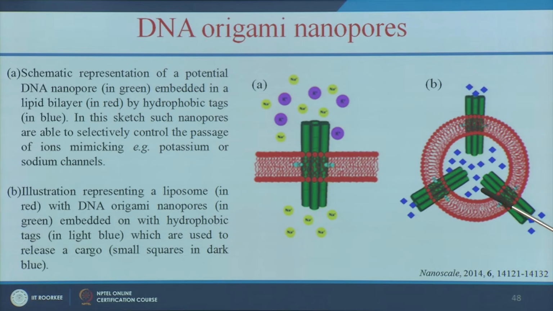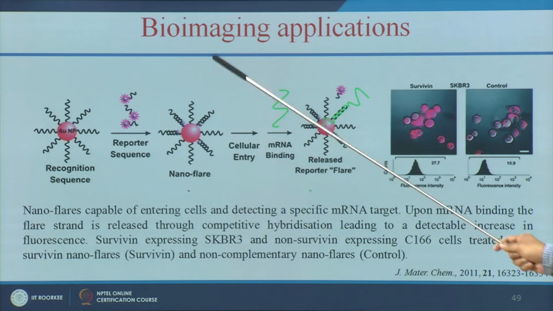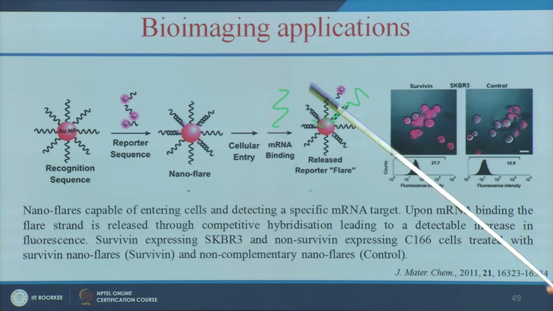And here also the blue color square is your anti-cancer drug or any other therapeutic molecules, and this carrier can be useful for controlled delivery or controlled release of your therapeutic molecule. So the next application is we can use it for bioimaging application.